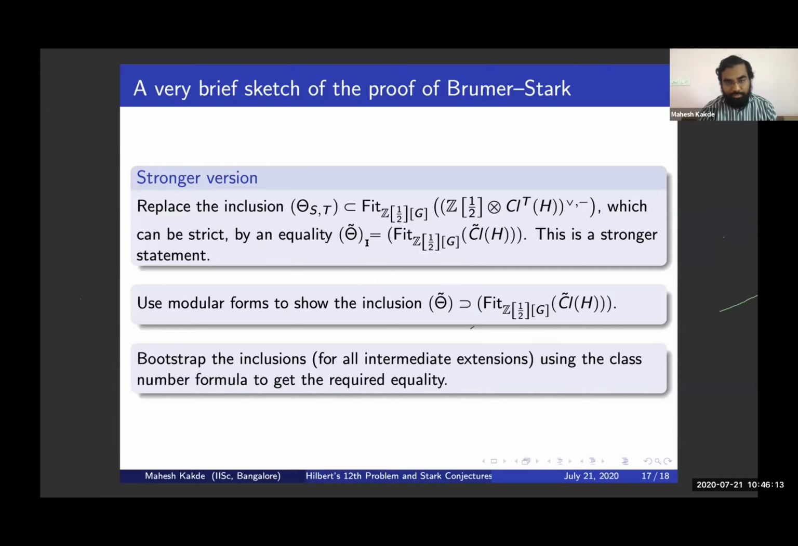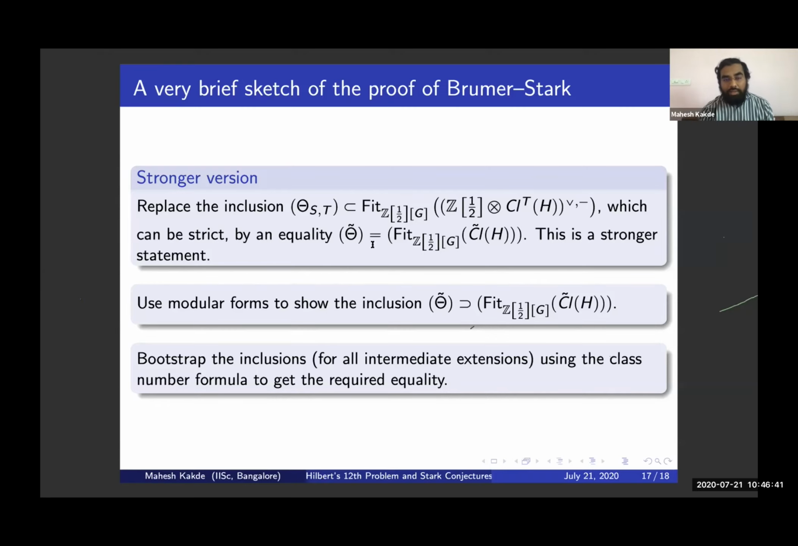So you have to come up with such a statement, and this was done by Kurihara, by David Burns, and Popescu, and so on. Unfortunately, we can't directly use their version, so we had to come up with our own version, which was a slight variant of all those things. But that was strong enough for us to get the strong Brumer-Stark, to get the first inclusion.